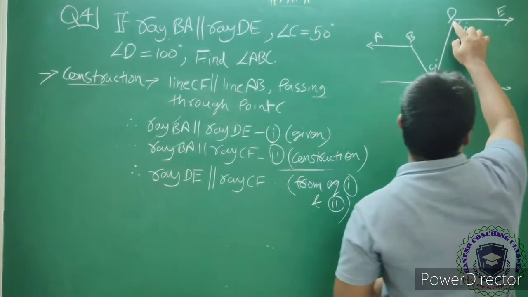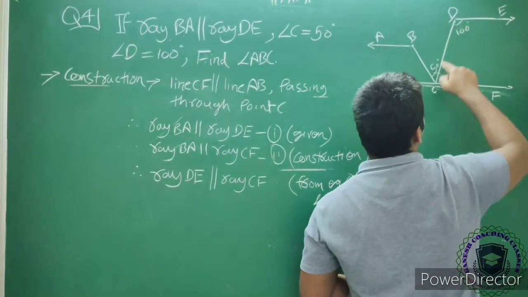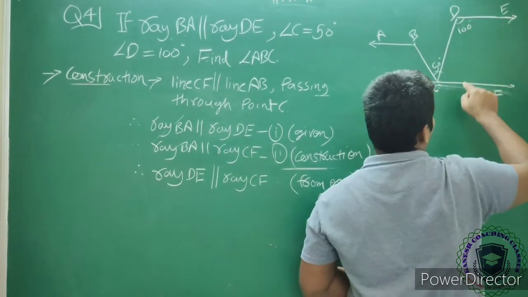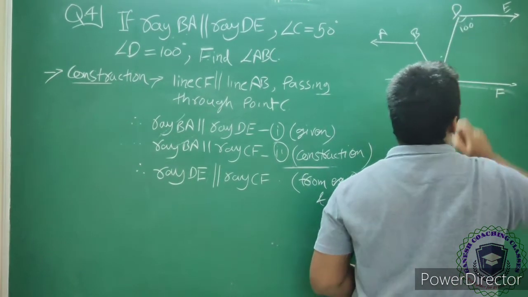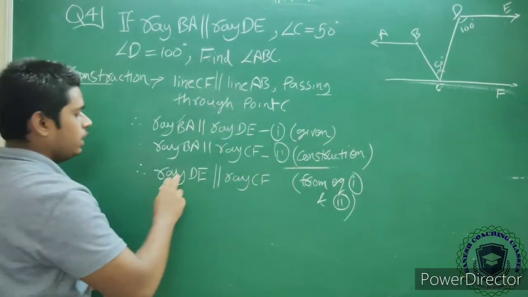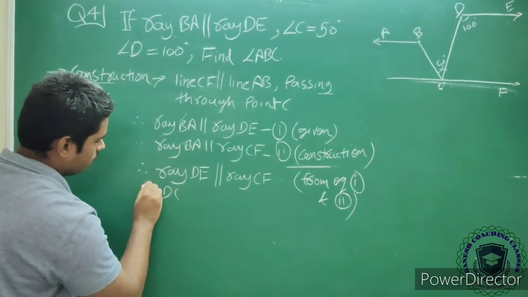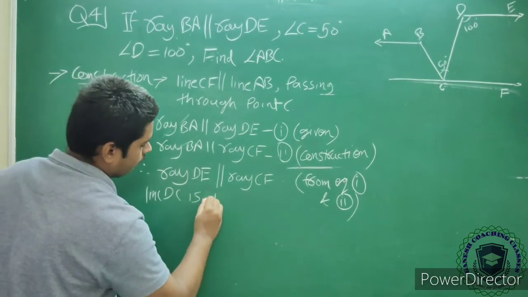Now we proved that DE is parallel to CF, and which line is acting as transversal, meaning which line intersects these two parallel lines at distinct points? Here that is DC. So DE is parallel to ray CF, and line DC is the transversal.